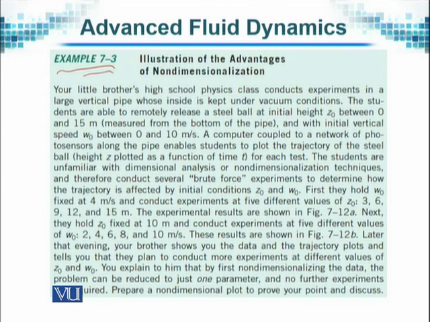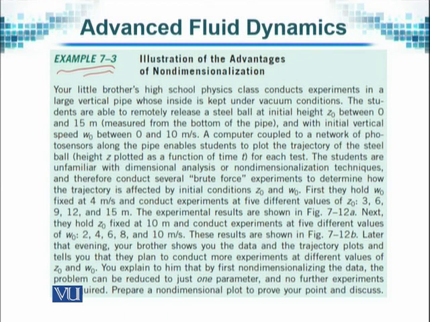The question: your little brother's high school physics class conducts experiments in a large vertical pipe whose inside is kept under vacuum conditions. The students are able to remotely release a steel ball at an initial height Z0 between 0 and 15 meters, measured from the bottom of the pipe, so from the bottom upwards is the positive direction, and with an initial vertical speed W0 that lies between 0 and 10 meters per second. So the minimum speed is 0, the maximum 10 meters per second.